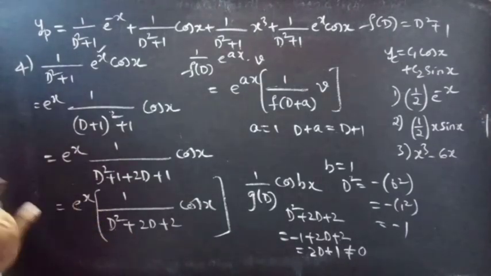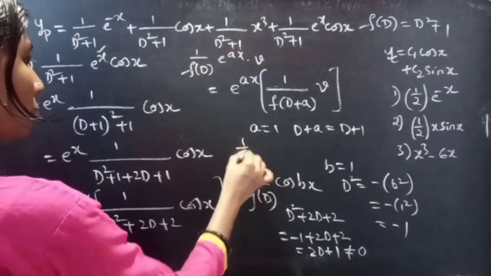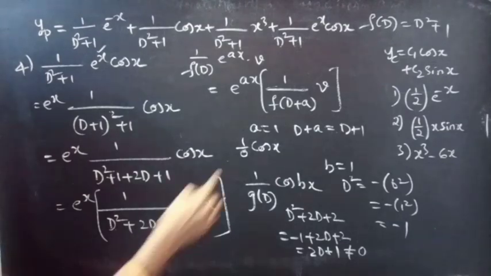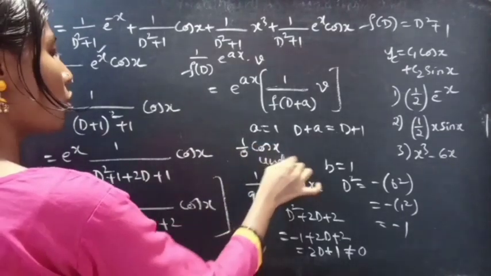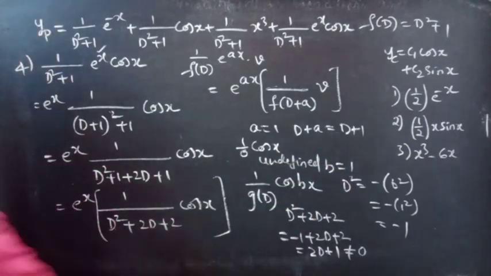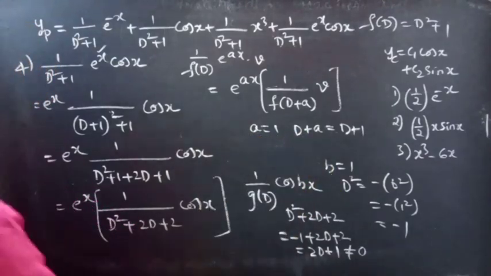What happens if we get denominator 0? The term becomes like this if the denominator is 0. We know that 1 by 0 is undefined, so the total term becomes undefined. So always remember that the denominator must be non-zero. But luckily, in our case, the denominator is non-zero by replacing D square with minus 1.